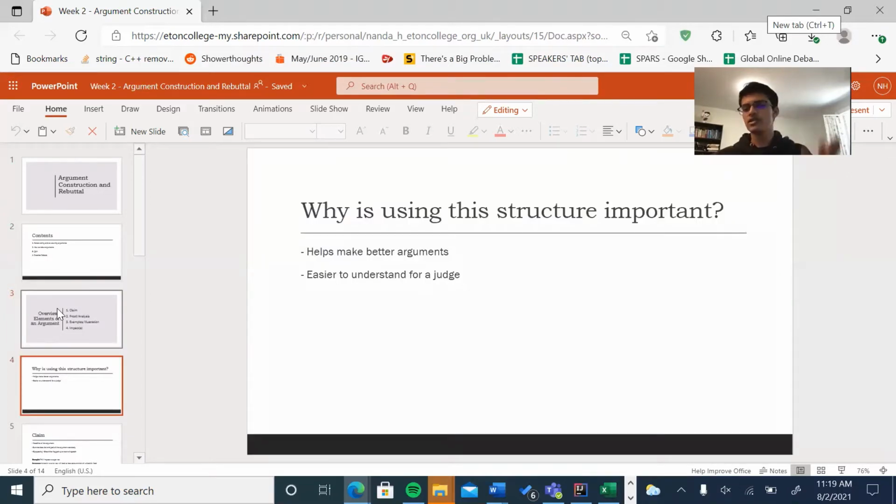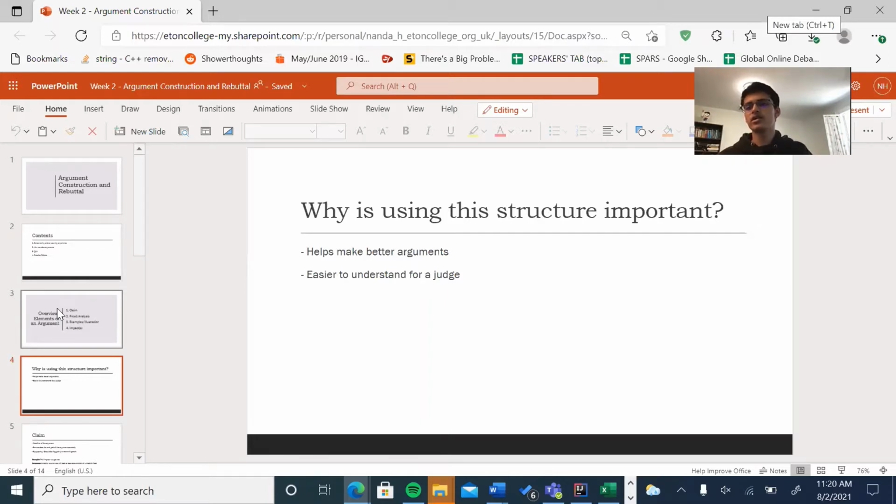Now, why is using the structure important? I'm sure you all have your own styles and your own unique ways of presenting arguments, but this is the skeleton that you should use for two reasons. Firstly, it helps make better arguments. You make sure that you're ticking all the boxes in terms of providing the reasoning as to why the argument is true, providing the illustrations to make sure that your argument is plausible and well-grounded, and also providing the impacts to demonstrate that it's really important and impactful in the debate. So it makes sure that you're covering your ground in that sense.